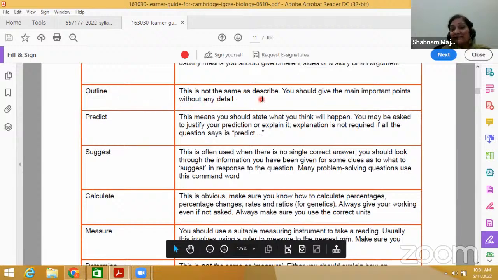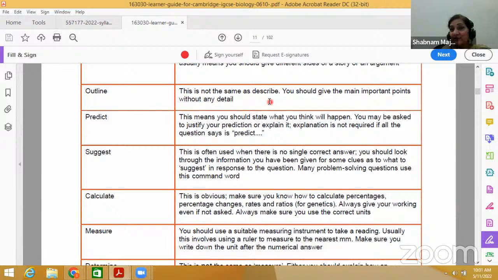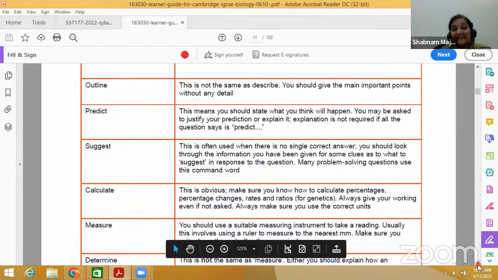Outline. This is not the same as describe. You should give the main important points without any detail. Predict means that you should state what you think will happen. You may be asked to justify your prediction or explain it. Explanation is not required if all the question says is predict. Suggest. This is often used when there is no single correct answer. You should look through the information you have been given for some clues as to what to suggest in response to the question. Many problem solving questions use this command term, suggest.